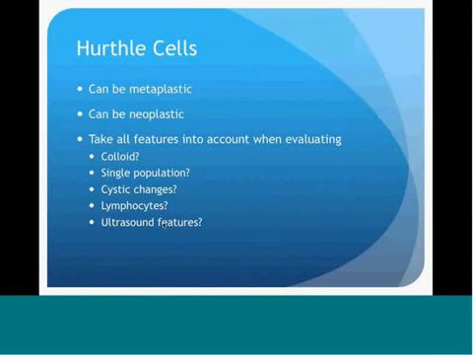Are there cystic changes? This can also mean that the Hürthle cells are metaplastic. Are lymphocytes present? This can be a picture of Hürthle cells in association with Hashimoto's thyroiditis. And what are the ultrasound features? All of these things need to be taken into account when you're evaluating the presence of Hürthle cells and what they mean.